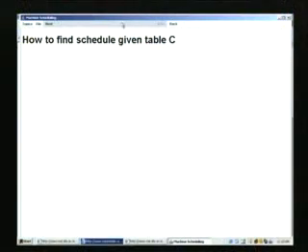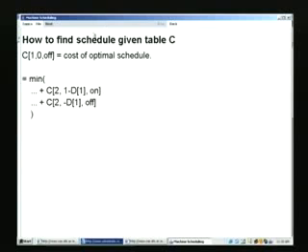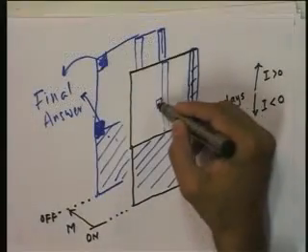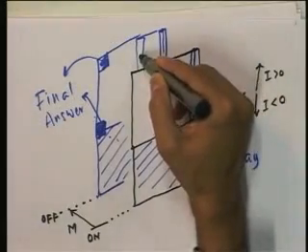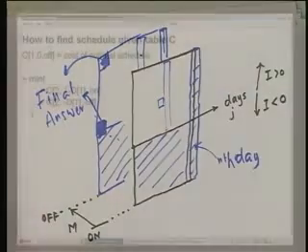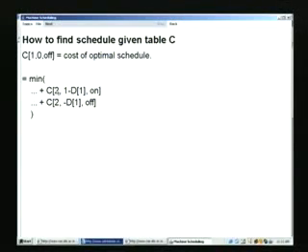The final topic is, how do I find the schedule given the table? So remember that C1 off was the cost of the optimal schedule. Now this cost is going to be a minimum of some costs. Which costs? Well, we noted that if I want to calculate this cost, it is the minimum of some cost in this and some cost in the corresponding column over here. So C1 off would be the minimum of some expression involving some element in the next column on the off side, as well as some element in the next column on the on side.